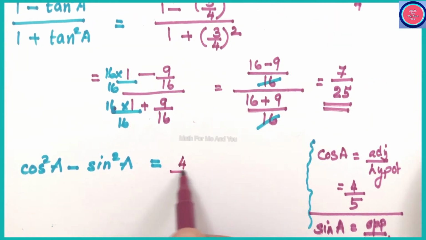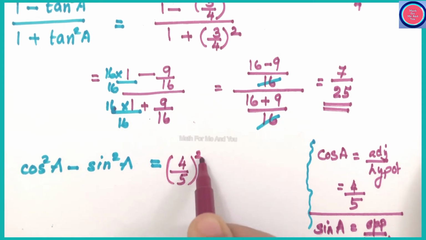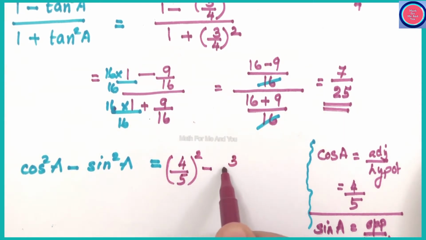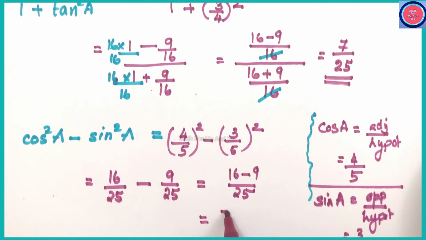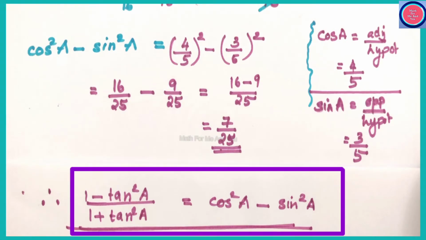Now we can substitute: cos square A, (4 by 5) whole square, minus sin square A, (3 by 5) whole square. That is equal to 16 by 25 minus 9 by 25. You can see the same denominator 25, so we can write 25 as the common denominator. Then the numerator is 16 minus 9, that is equal to 7 over 25. That means the two answers are equal. So we can say that 1 minus tan square A divided by 1 plus tan square A is equal to cos square A minus sin square A.